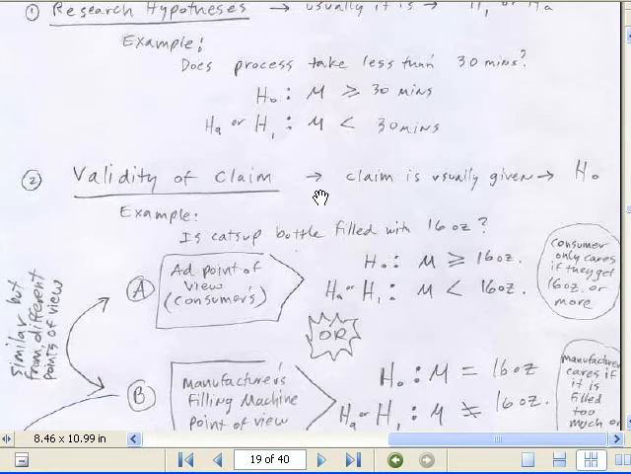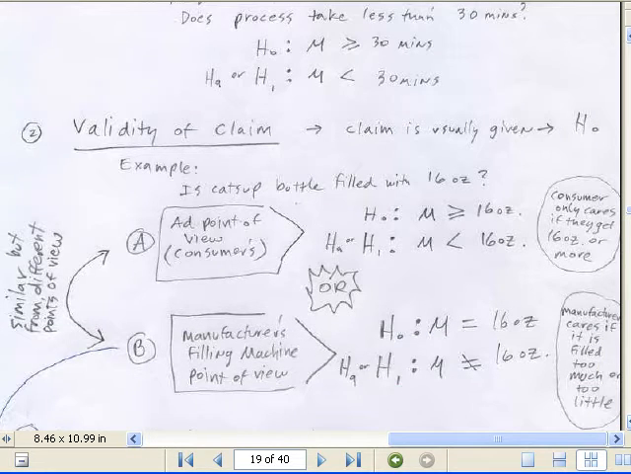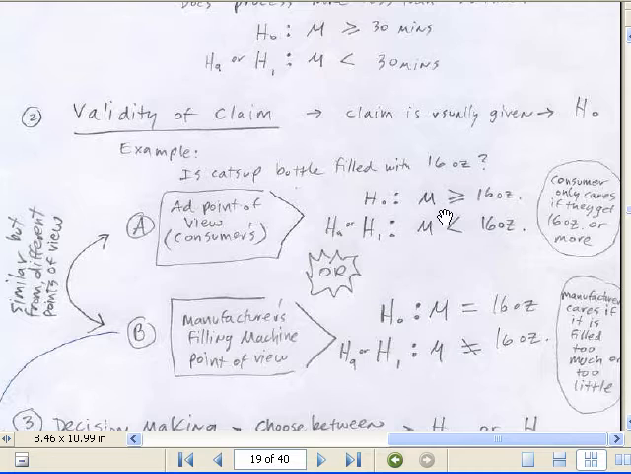Now, validity of a claim, that's another possible setup that you might get. The claim is usually given H sub 0. Now here's an example. Is the ketchup bottle filled with 16 ounces? Now I'm going to throw you a loop here and give you two different examples from two different points of view. So the original claim is the bottle is filled with 16 ounces.